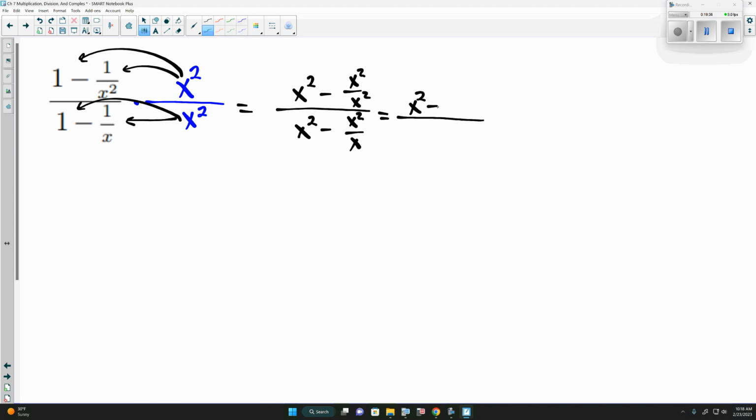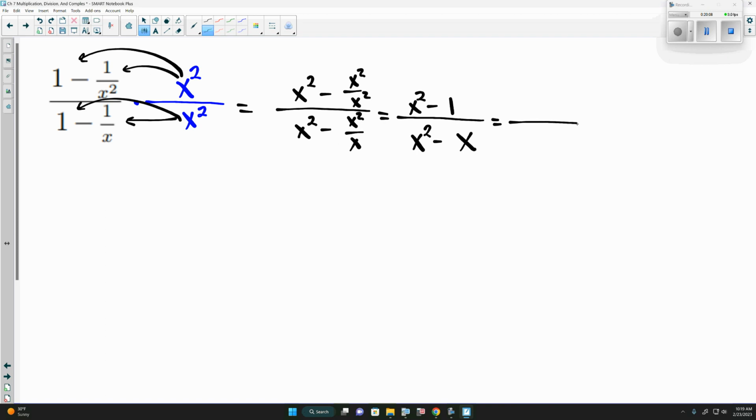In the numerator, we'll still have the x squared minus x squared divided by x squared is 1. Anything divided by itself is 1. The denominator is x squared minus, well, x squared over x would be 1x. Because we subtract the exponents when we have like bases being divided, 2 minus 1 is 1. Bigger on top stays on top. So we get this here.